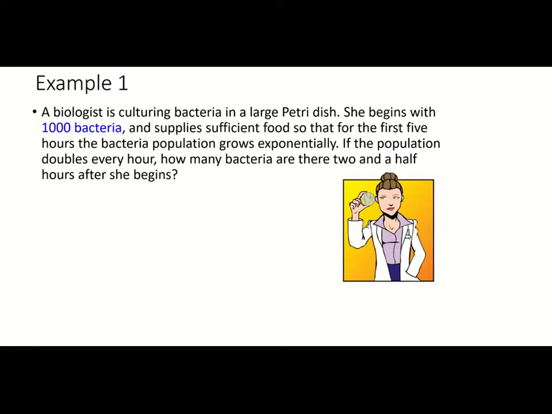Okay, so the first problem that our book is going to give you, for example 1, is a biologist is culturing bacteria in a large petri dish. She begins with 1,000 bacteria and supplies sufficient food so that for the first 5 hours the bacteria population grows exponentially. If the population doubles every hour, how many bacteria are there after 2.5 hours after she begins?